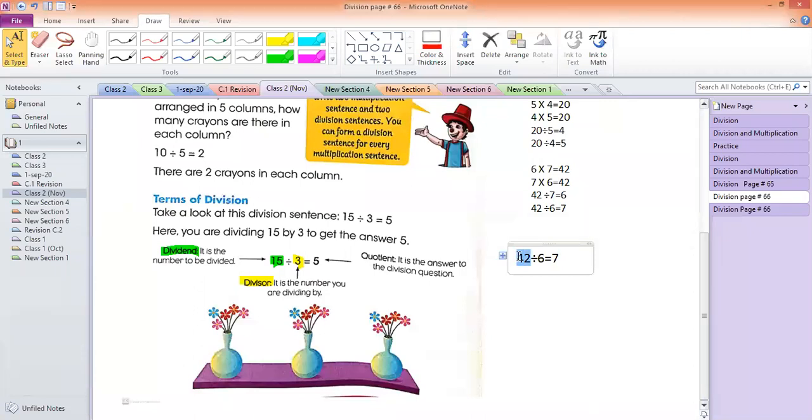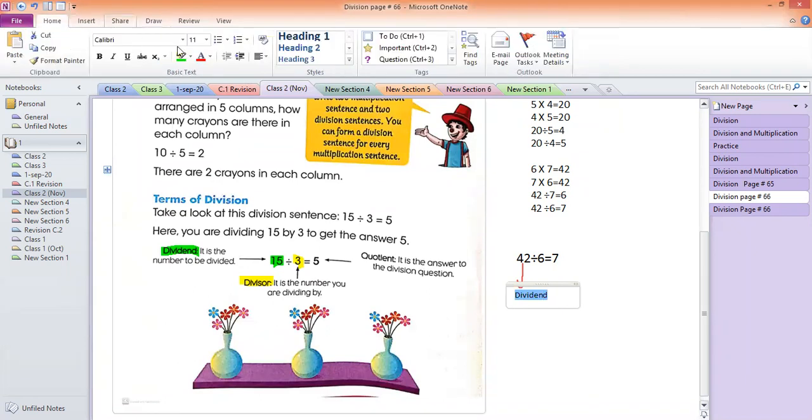For dividend you need to check which number you are going to divide. Here you have a total of 42 books and you are going to divide 42, so this number is called your dividend. The number which you have to divide is called dividend. This is dividend.